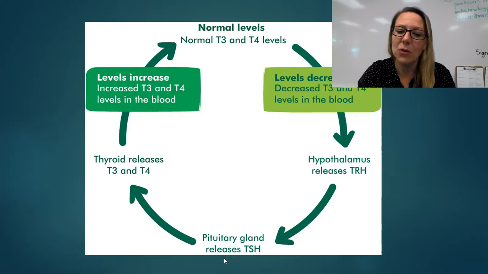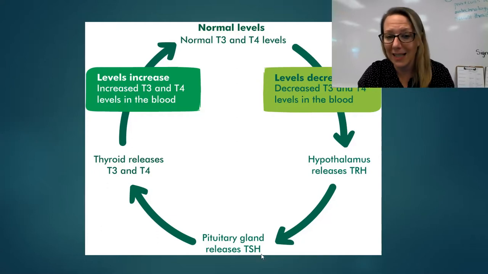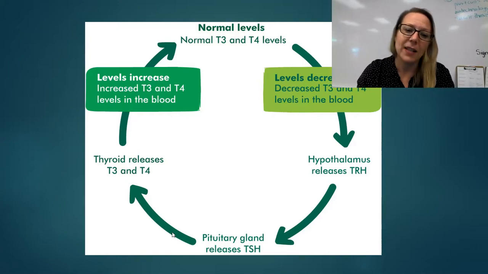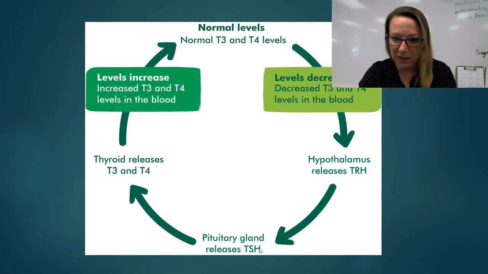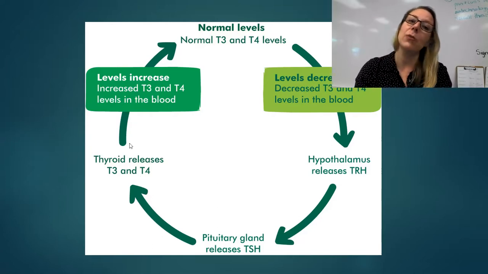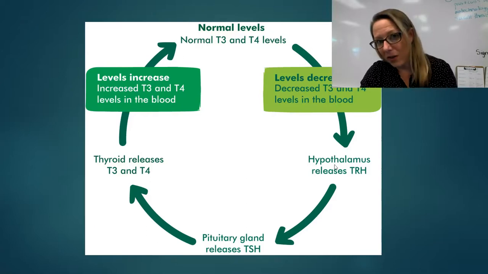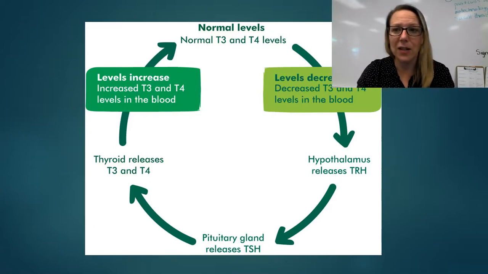And so your pituitary gland is going to release more TSH. TSH is thyroid stimulating hormone, and that is going to stimulate your thyroid to release T3 and T4, and then levels are going to go down. So your brain's going to cause the release of more TSH and more T3 and T4, and then it's going to go down. So this is an example of a feedback cycle.